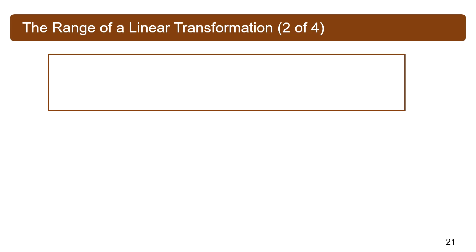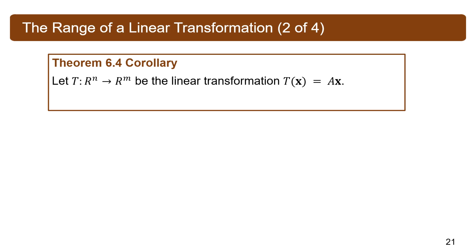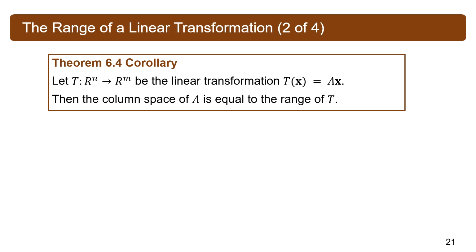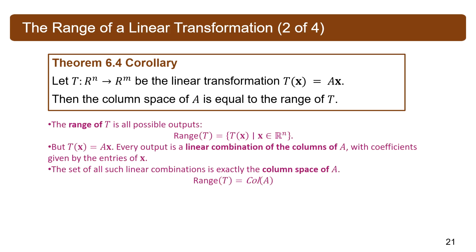Okay, so we have another theorem here, theorem 6.4, the corollary. So let the transformation from Rn to Rm be the linear transformation, so that is T of x equal to A of x. Okay. Then the column space of A is equal to the range of T. Column space. Okay. So remember we have talked about that previously. So the range of T is all possible outputs, where x belongs to real numbers in n.